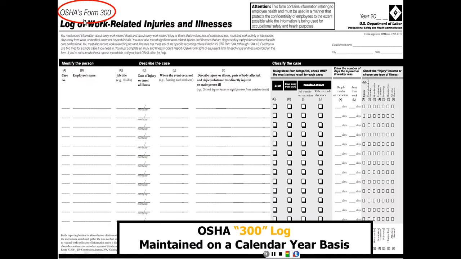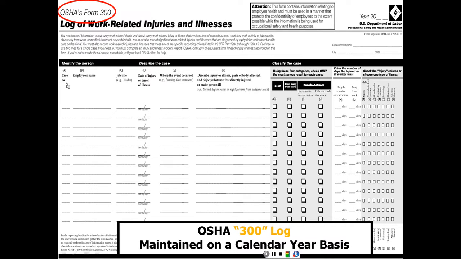Here's an example of that OSHA Form 300, which is the log of work-related injuries and illnesses, and it shows that it has to be filled every year, for which year, the establishment name, city and state where the project is or where the company is incorporated.